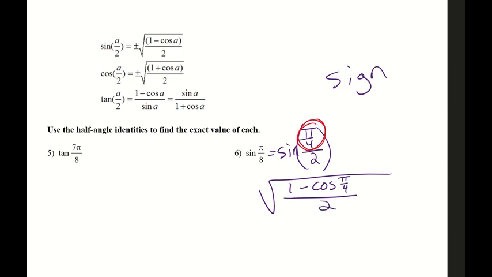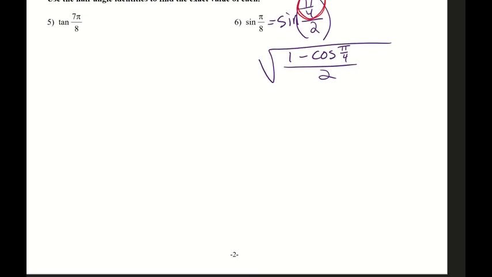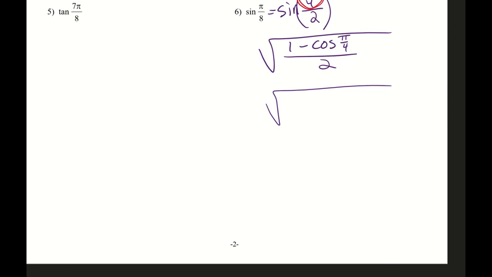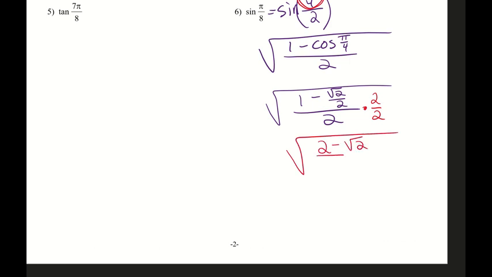Now we have one trig function to evaluate, and then we have a little bit of simplifying to do. So we have 1 minus square root of 2 over 2, because that's the cosine of pi over 4, divided by 2. So then what we want to do to clean this up a little so we don't have fractions in fractions is multiply by 2 halves. So when we distribute that to the numerator, we end up with 2 minus the square root of 2, and to the denominator it's going to be 4.